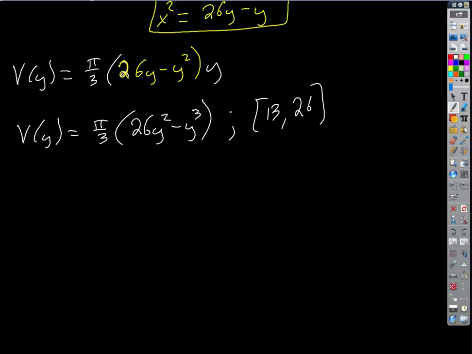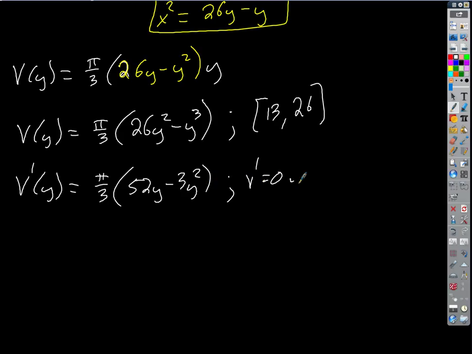This is just a polynomial. Polynomials are the best. They're the easiest ones to work with. Derivatives are simple. What's v prime? Got my pi thirds out front. 52 minus 3y squared. Okay, good. And so v prime equals 0 when what? When all this stuff equals 0, right?